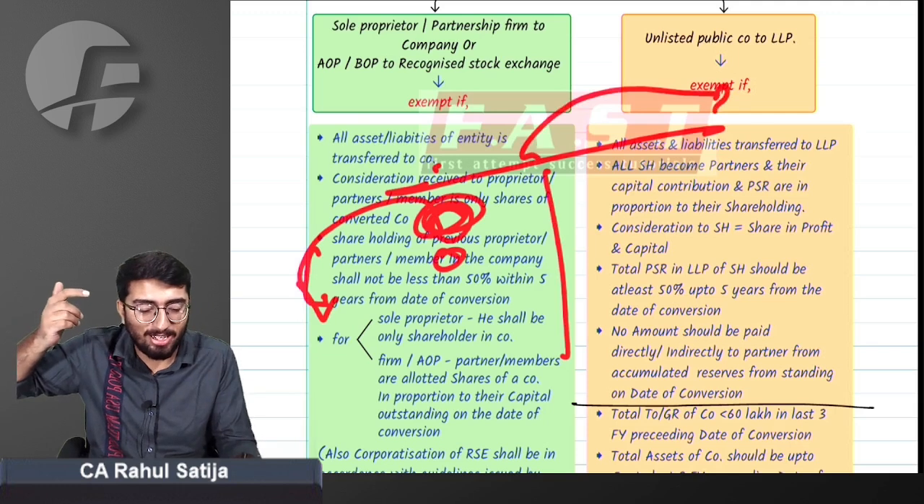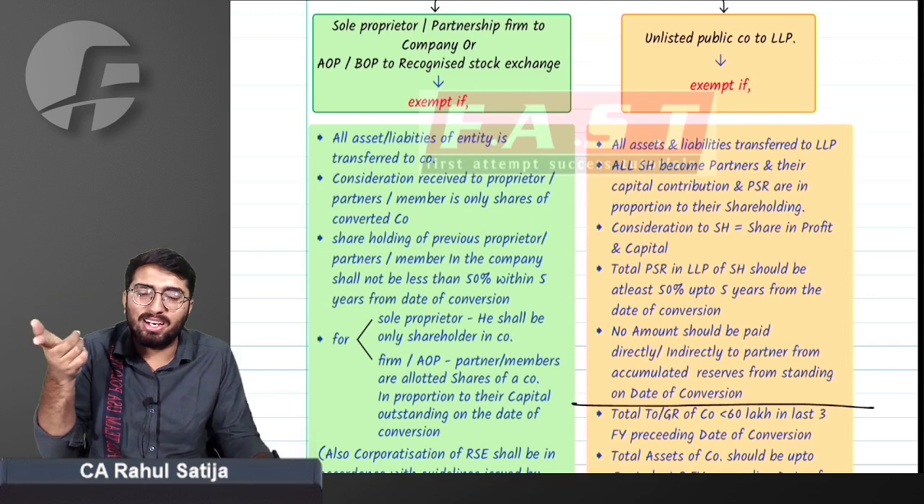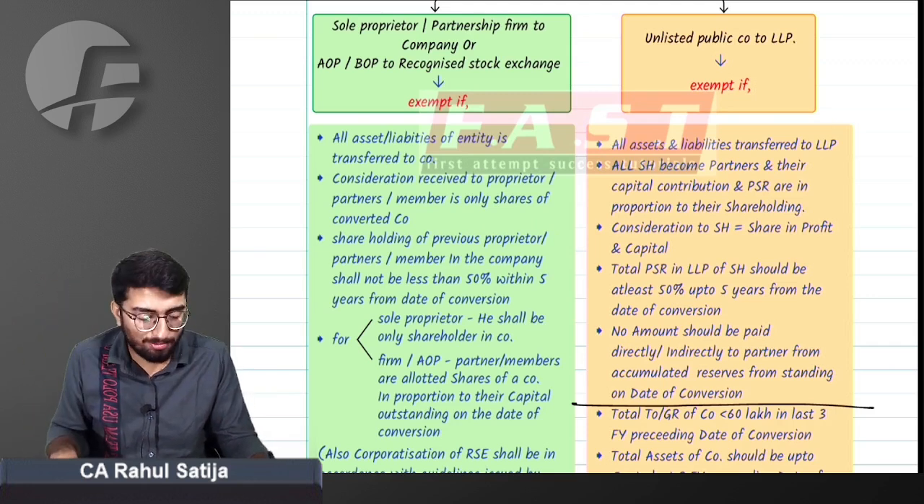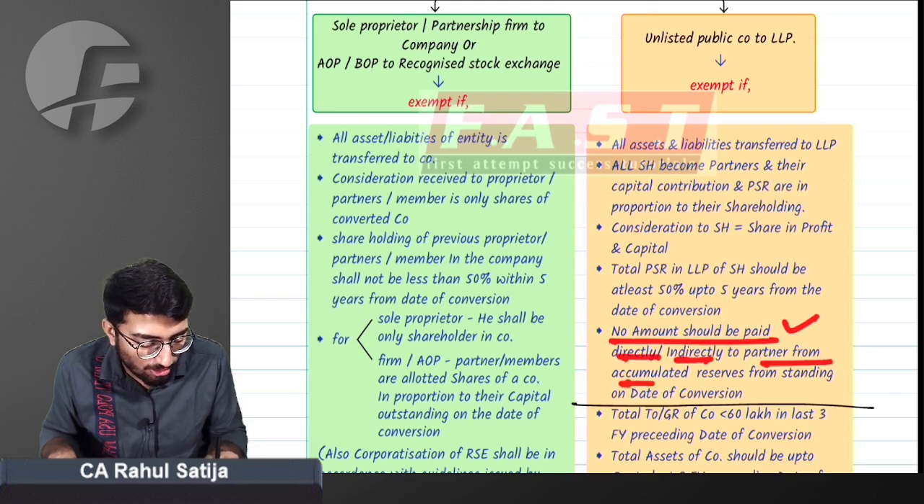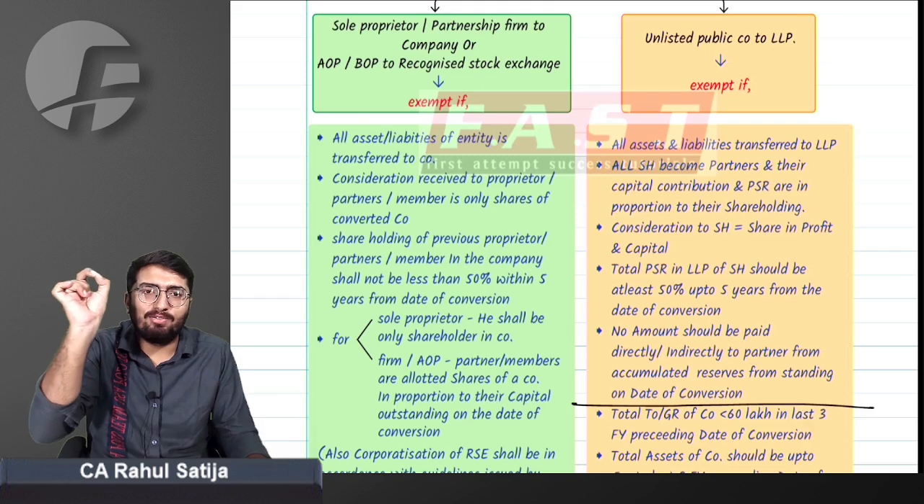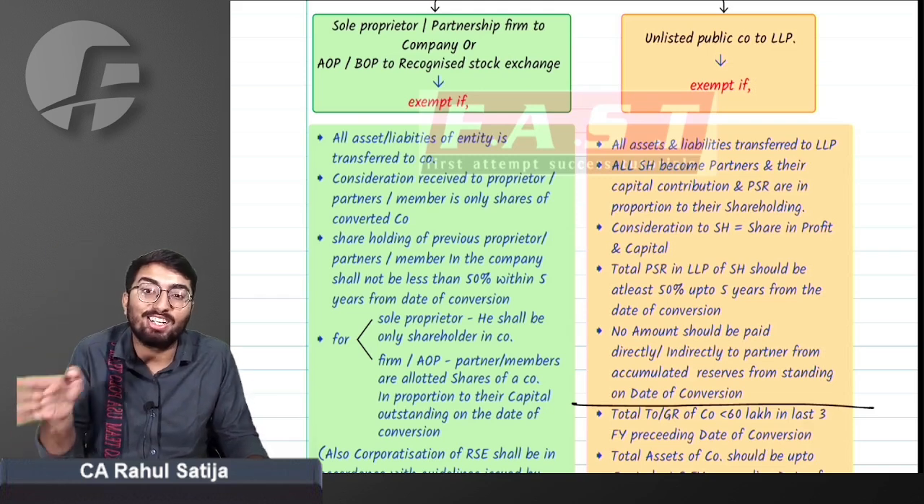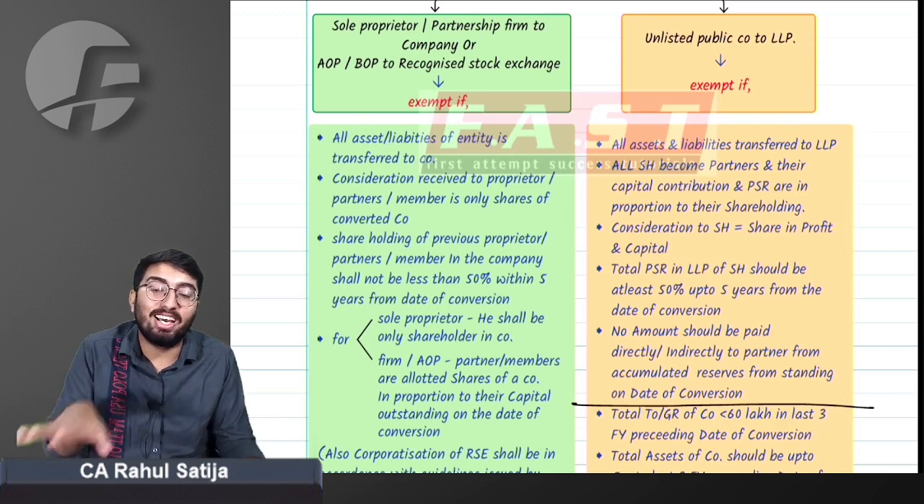What if I convert this company into LLP and use these reserves from the balance sheet? Can I do that? There is a restriction on such use. The provision says no amount should be paid directly or indirectly to the partners from the accumulated reserve standing on the date of the conversion. Whatever the accumulated reserve balance was on the date of the conversion can never be distributed to partners. Why, sir? If you want to distribute, pay tax on that.